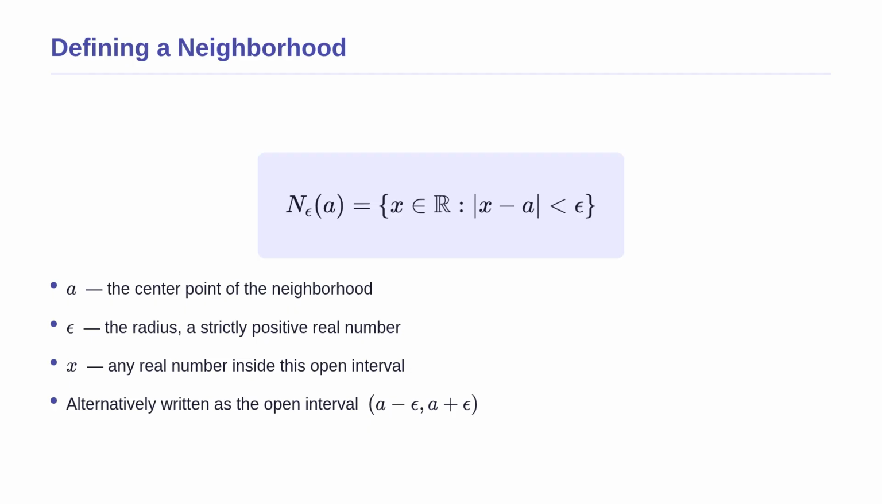Now that we understand what a neighborhood is, let us look at how it is written mathematically. The formula defines the epsilon neighborhood of a point A. The absolute value expression calculates the distance between any number x and our center A. The inequality ensures this distance is strictly less than epsilon, meaning the boundary points are not included. As epsilon increases, the neighborhood bubble grows wider, capturing more numbers. As epsilon decreases, the bubble shrinks. We can also write this as an open interval from a minus epsilon to a plus epsilon.